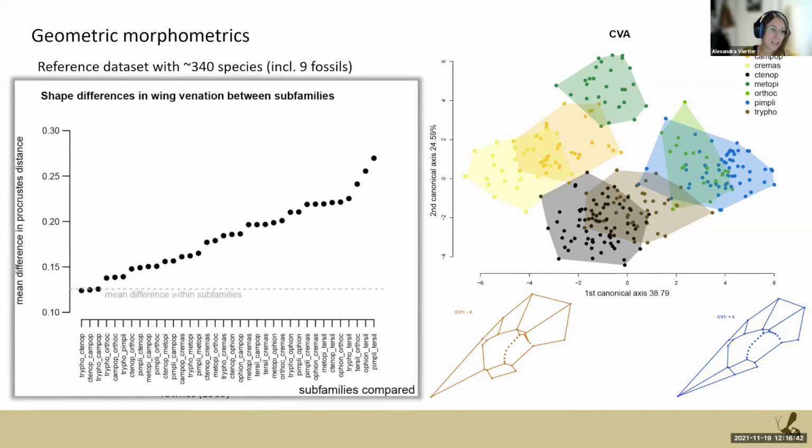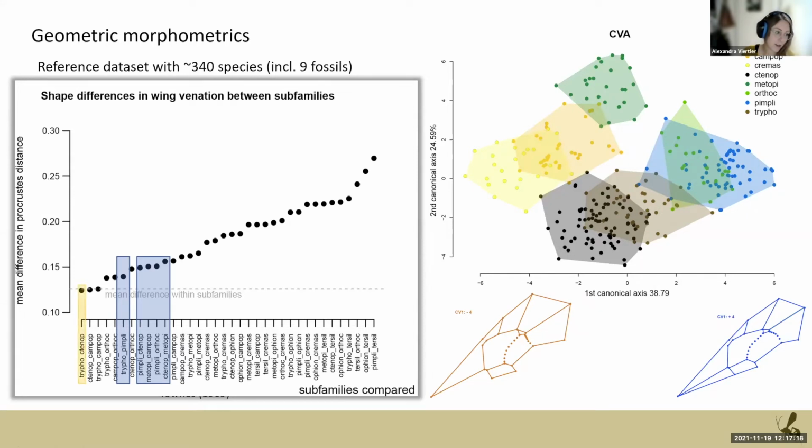What I did then is I compared the subfamilies with each other, and I calculated the Procrustes distances and the differences between the subfamilies. So here in blue, I compared the 2 subfamilies that I needed to compare for the fossils, and they were above the mean difference within subfamilies. So I calculated the variation of wing venation shape within the subfamilies, and then I tried to see which ones were above. The above ones mean they are more distinct to each other than they are within themselves.